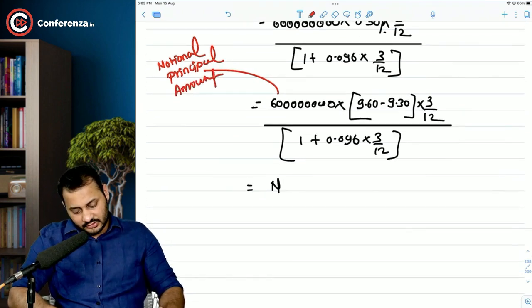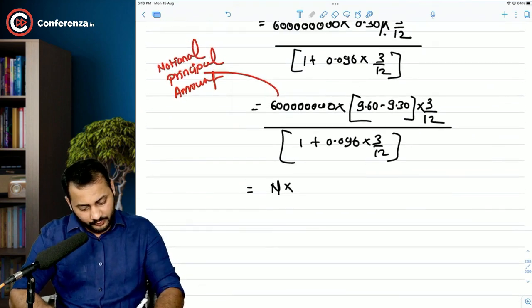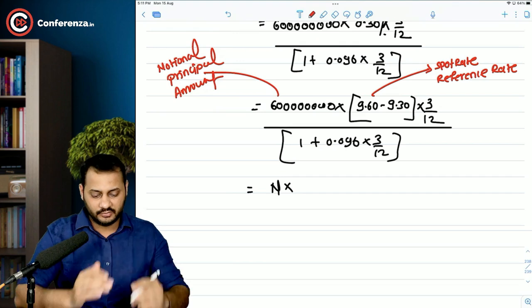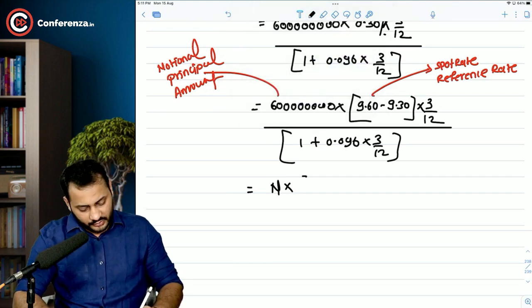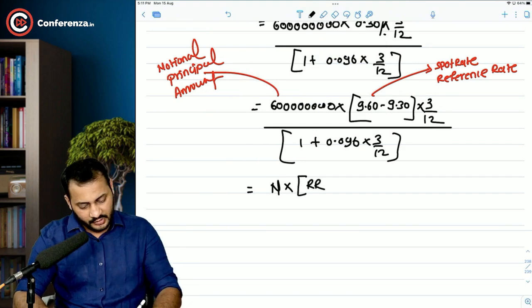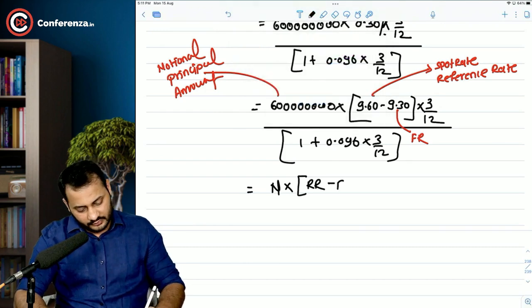So we'll call it the notional principal amount. Now 9.6%, you can call it a spot rate or a reference rate. In this chapter we will call it a reference rate, but understand this from the spot angle. And this 9.30 is nothing but the forward rate. So we will call it the forward rate.